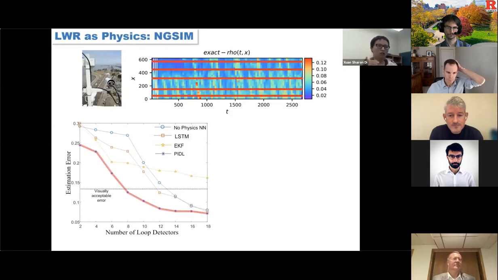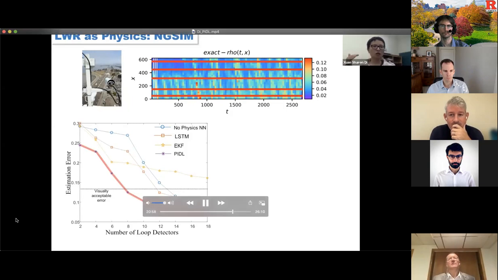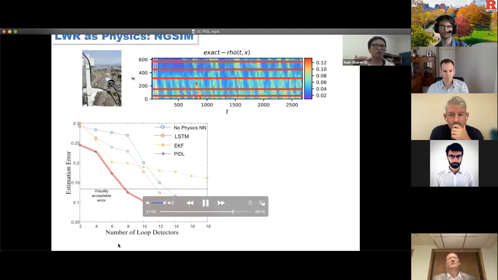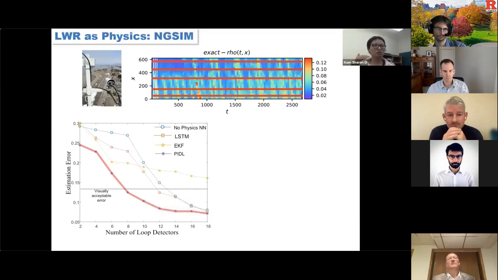It has a lower estimation error compared to other models, especially when you look at the small data regime when there are only 2 or 4 loop detectors. Our model outperforms all other models and has much higher accuracy. However, when the training data size grows, all these models gradually converge. The reason is that the deep learning models will rely more and more on the data, and they can better discover the pattern from the data.